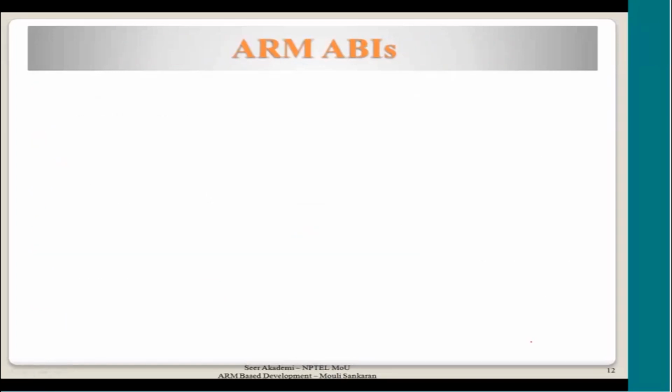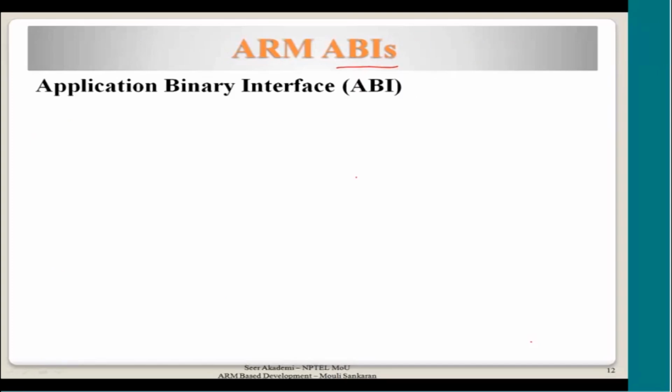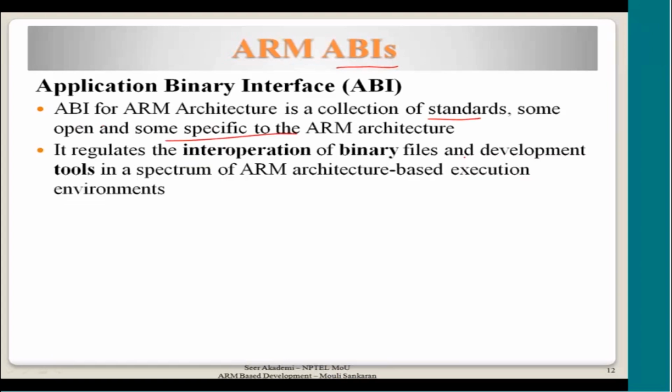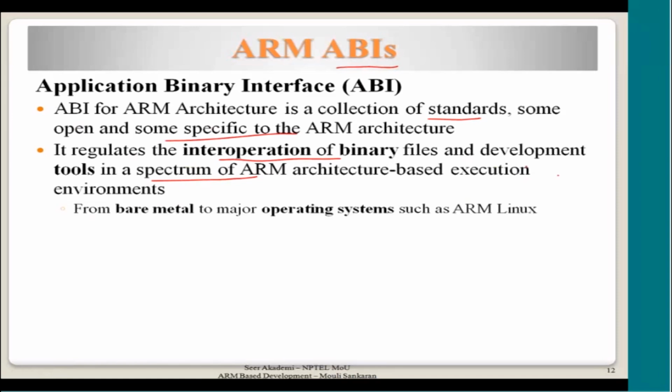Okay, there are some application binary interfaces. That is called ABI. What is it? The ABI for the ARM architecture is a collection of standards, some open and some specific to the ARM architecture. It regulates the interoperation of binary files and development tools in a spectrum of ARM architecture based execution environments. So there are some standards. I will explain with some examples so that you understand. So those things have to be adhered to.